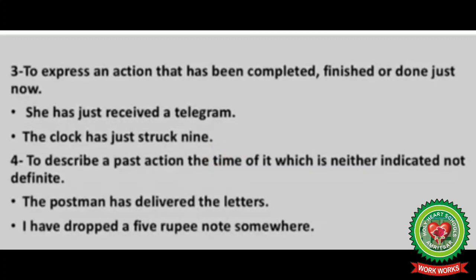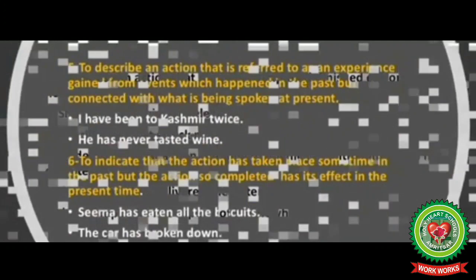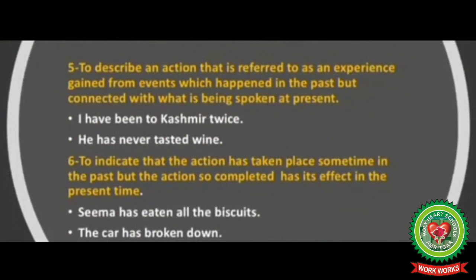Next is to describe a past action, the time of which is neither indicated nor definite. For example, the postman has delivered the letters, when the time is not specified. I have dropped a 5 rupee note somewhere. So here again, when did I drop a 5 rupee note? Time is not specified.